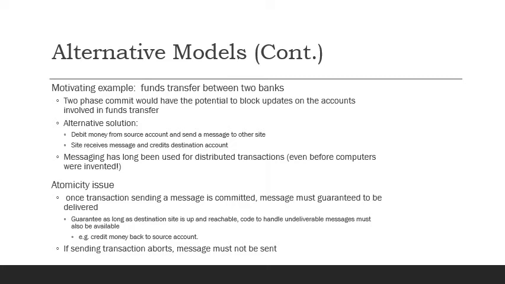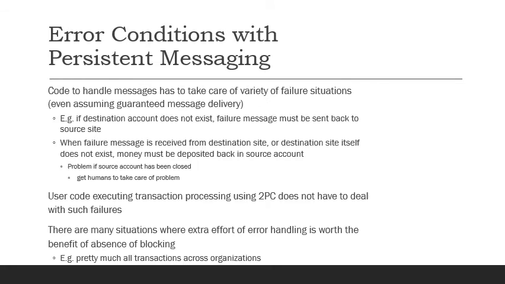Messaging has long been used to distribute transactions, even before computers were invented. There is this issue of atomicity. Once the transaction sending a message is committed, the message must be guaranteed to be delivered, as long as the destination site is up and reachable. Code to handle undeliverable messages must also be available, for example, credit money back to the source account. If the sending transaction aborts, the message must not be sent.